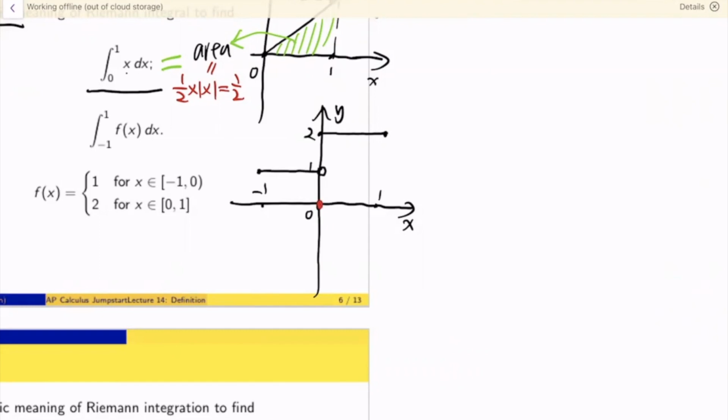All we need to do is find the area of the region. Both pieces are just rectangles. The area of this one equals 1, and the area of this one equals 2. So you just add them together. The area will be 1 plus 2, which equals 3.